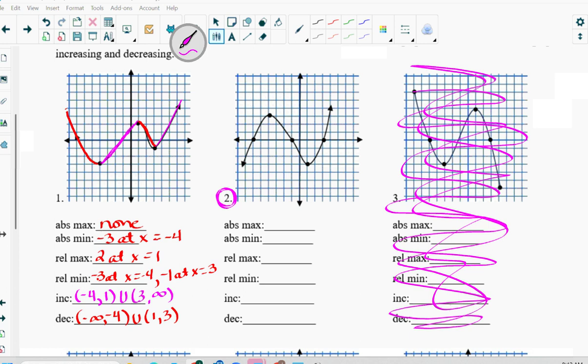Just the other end, it's just going to keep going up and up and up. There's no top of the hill. No, there's also not an absolute min, because a relative max and a relative min is all you have. Okay?